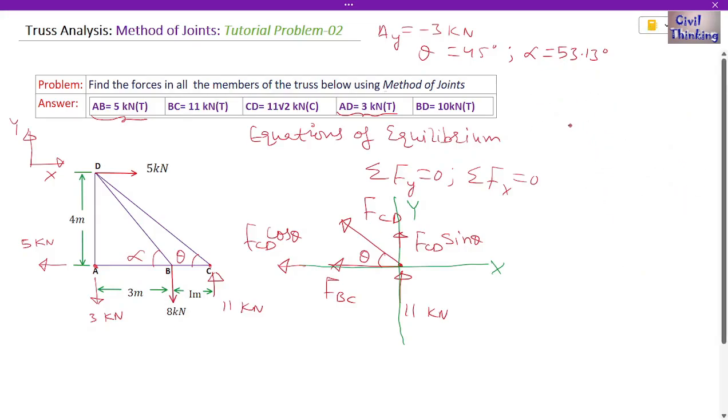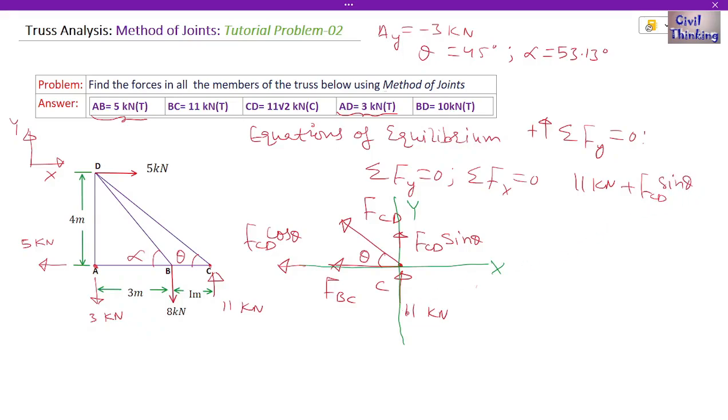So let us first apply summation of forces along y-axis to be 0. I'm assuming upward forces are positive and downward are negative, okay? So this is joint C, right? So 11, it is upwards, 11 kilonewton. Then we have FCD sine function of theta, this is also upwards, right? Do we have another force along y-axis? No. So we will equate it to 0, okay?